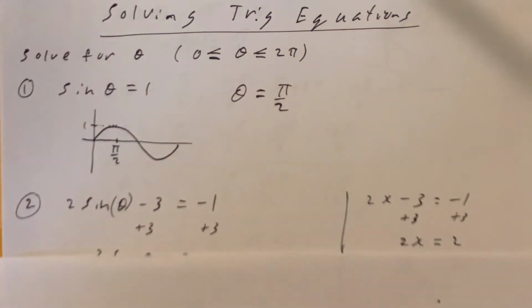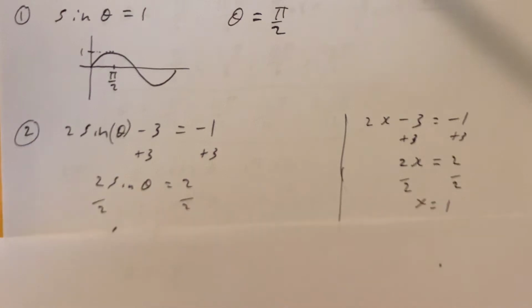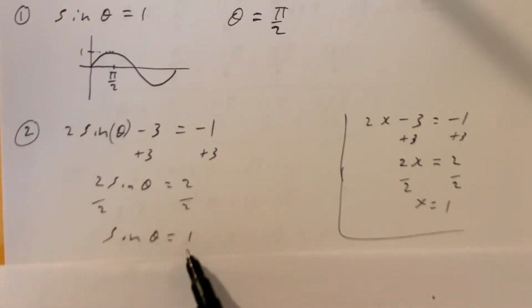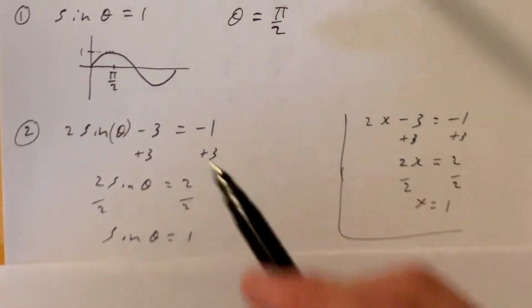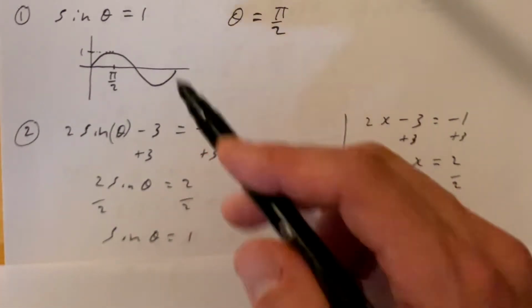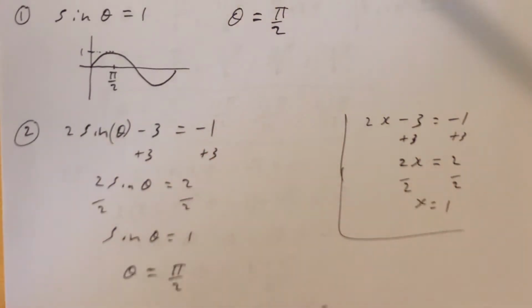Same thing over here. You can add 3 to both sides. Then you're going to divide by 2, and you're going to get sine theta equals 1. And the answer is the same as what we got above. Okay, so this question could be more complex looking like this. I got theta equal to pi over 2.